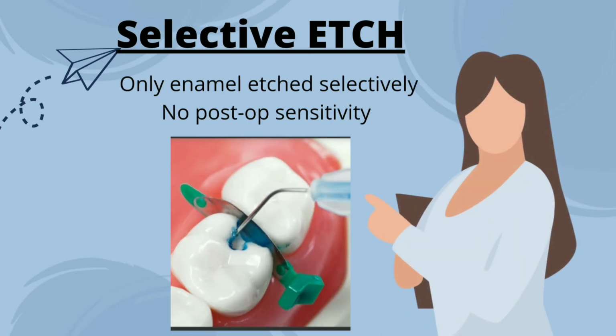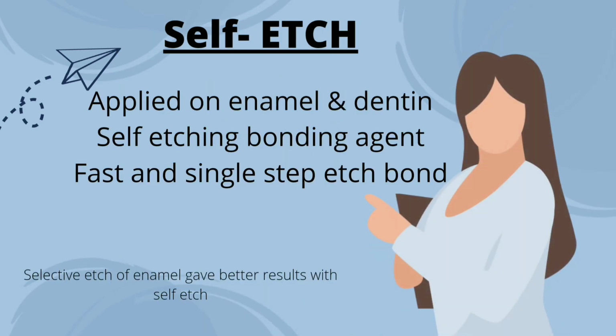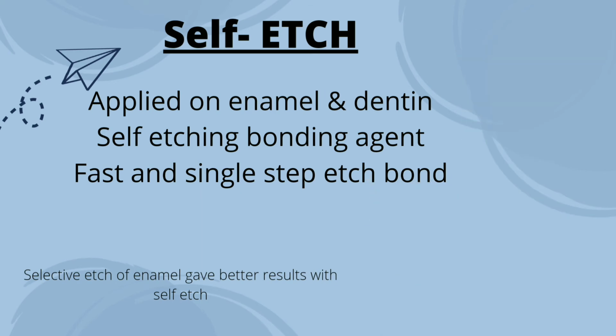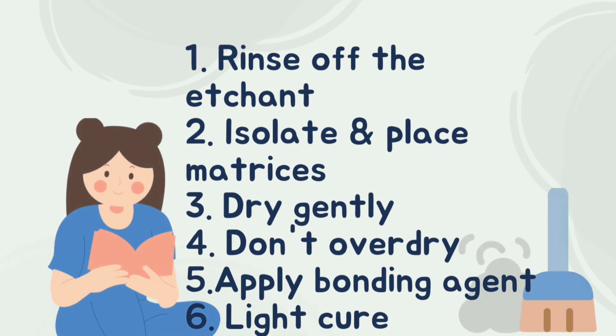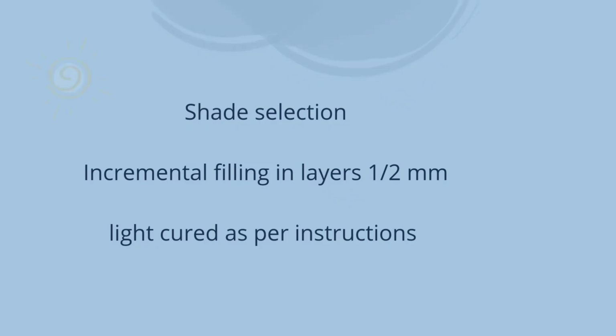When it comes to selective etch, only enamel is etched selectively. Dentine is not etched. So the post-op sensitivity is comparatively less in case of selective etch. Now comes the self etch. Self etch is actually a single step etch and bond which is applied on enamel and dentine both. No separate etching and bonding is done, but selective etch of enamel gives better results when combined with self etch. After the etching, we have to rinse off the etchant, isolate and place matrices. We have to dry gently, don't over dry, apply the bonding agent and do the light cure.